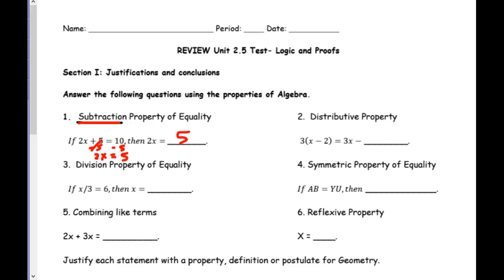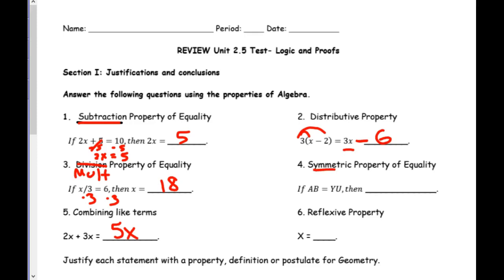Alright, division property. To get rid of a divided by 3, it's actually times 3. 6 times 3 is 18. That was really multiplication. Combining like terms, 2x plus 3x is 5x. That's combining like terms. Distributive property, 3 times x is 3x. 3 times negative 2 is negative 6. The negative's already right there, right?